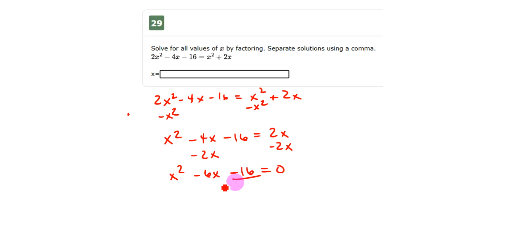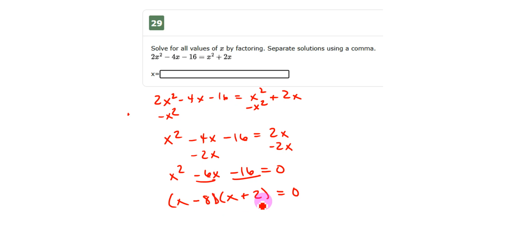So now we're looking for what multiplies to negative 16 and adds to negative 6. And that's going to be 8 and 2. One of them has to be positive and one negative, but I want them to add to negative 6. So I want negative 8 plus 2.